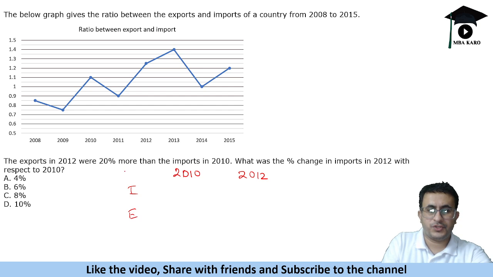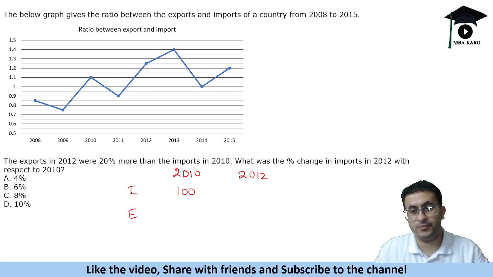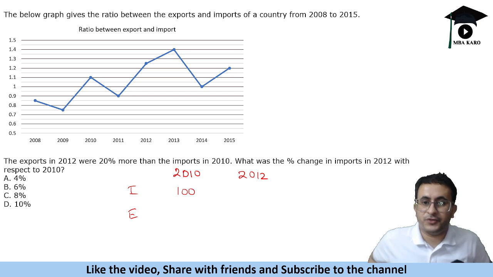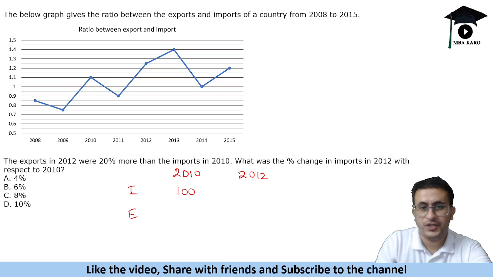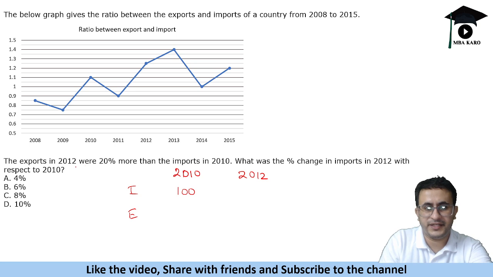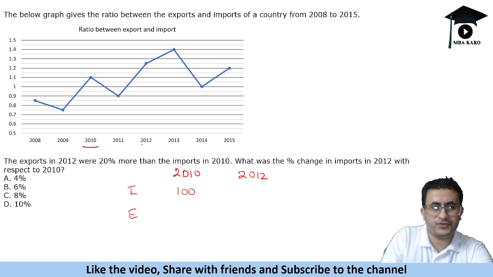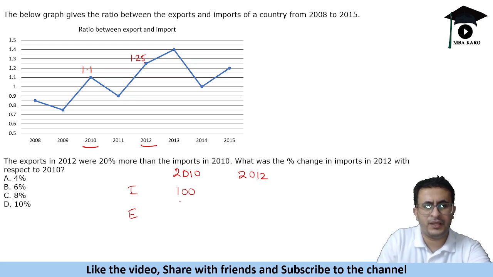So exports in 2012 were more 20%. So let's say इसे हम 100x ले लेते हैं और यहाँ पे सिर्फ परसेंटेज पूछा है. So we can assume any value, right? अगर वहाँ पे कोई value पूछी होती, so we would have taken 100x and then find out the value of x. So since percentage is asked, we can take it anything. So 2010 and 2012 we'll have to look at the factors. There it is 1.1 times, and in 2012 it is 1.25 times. Okay.